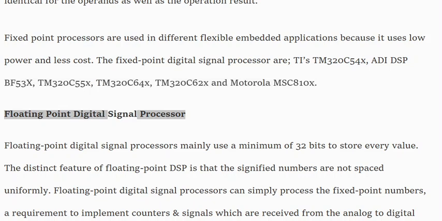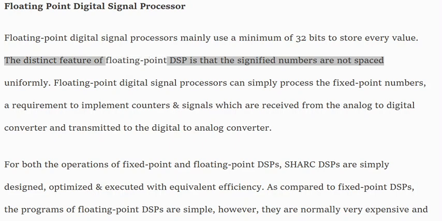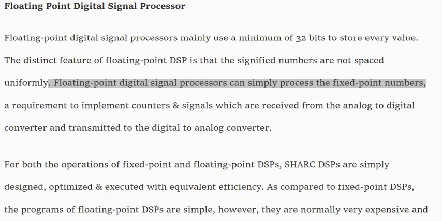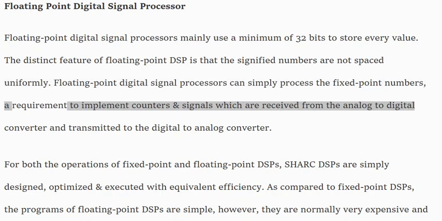Floating point digital signal processor. Floating point digital signal processors mainly use a minimum of 32 bits to store every value. The distinct feature of floating point DSP is that the represented numbers are not spaced uniformly. Floating point digital signal processors can also process fixed point numbers, a requirement to implement counters and signals which are received from the analog to digital converter and transmitted to the digital to analog converter.